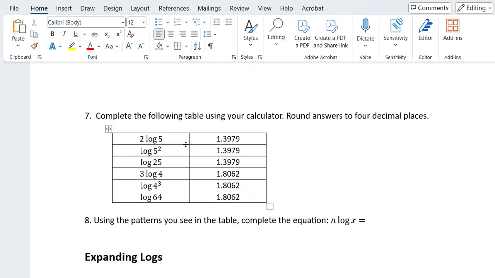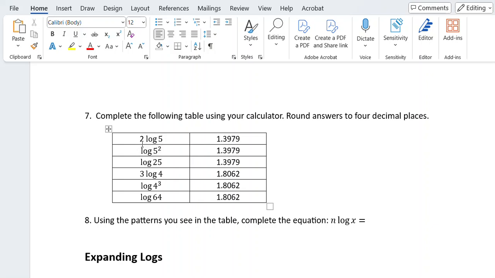And finally, we have this table. So we have 2 times log of 5, log of 5 squared, and log of 25 are the same. We have 3 times the log of 4, log of 4 to the third, and log of 64 are the same. So what I'm noticing here is that when I have the number in front of the log, that's the same as putting that number as the power on the number inside the log.